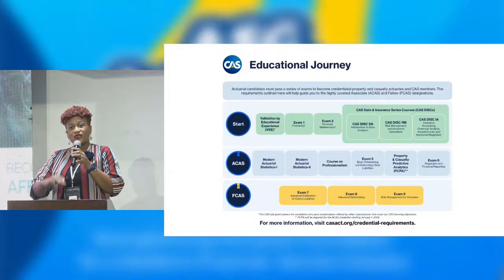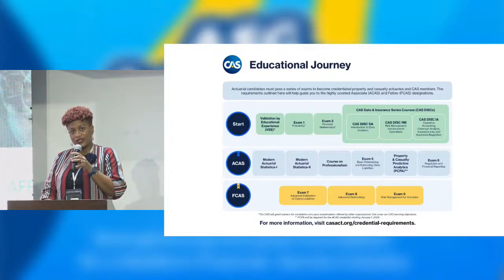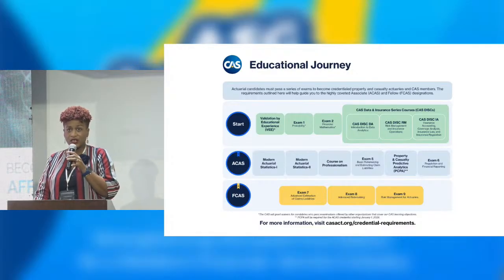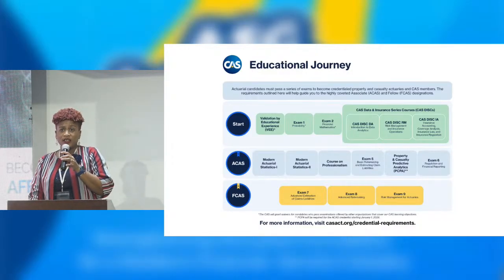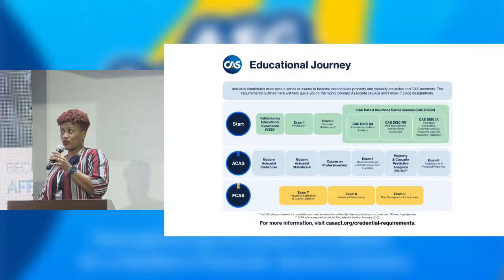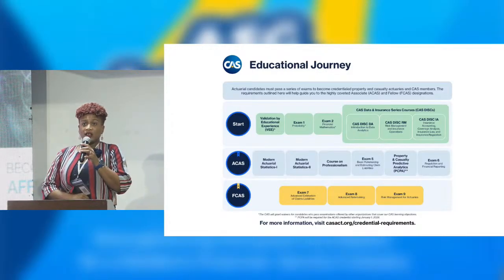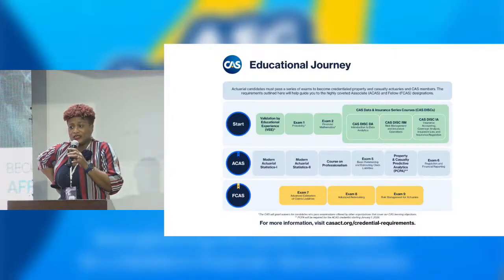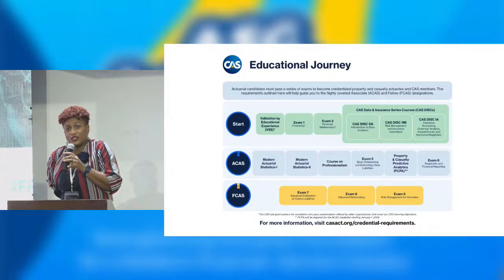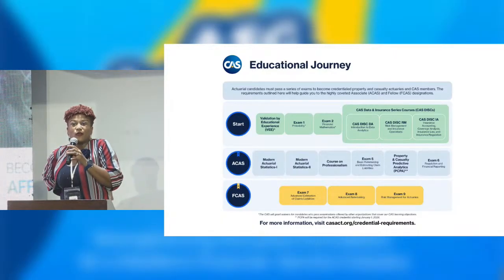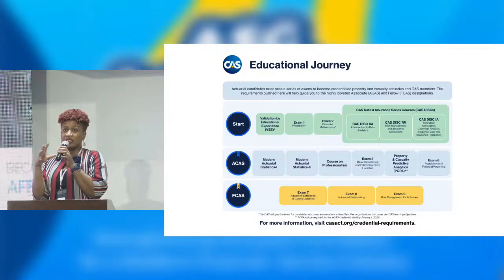Then if you go down to the second line of courses, those are our ACAS courses. So we have Modern Actuarial Statistics 1 and 2. Those exams focus a lot on statistical modeling. We have our course on professionalism. I think that's standard for most actuarial bodies. And then I think this is when you really get into science.